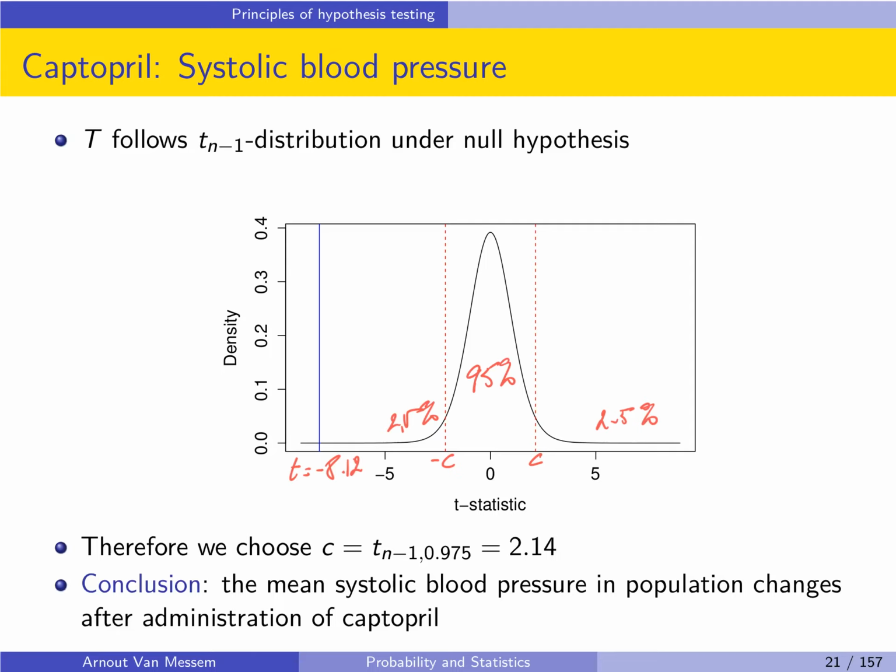How will we determine these thresholds? Basically, we will use the quantiles. We know that 95% is in the center, 5% is spread over both tails, so 2.5% on the left, 2.5% on the right. So what we need is the 97.5 percentile. So c will be the 97.5 percentile for a t-distribution with n-1 degrees of freedom. In our case, this is 2.14. And now we compare -8.12, which is our test statistic, with -2.14 because we're on the left tail. And we see that it is smaller, so it is outside our acceptance region. Therefore, we can conclude that the mean systolic blood pressure in the population will change after we give the patients the drug captopril.